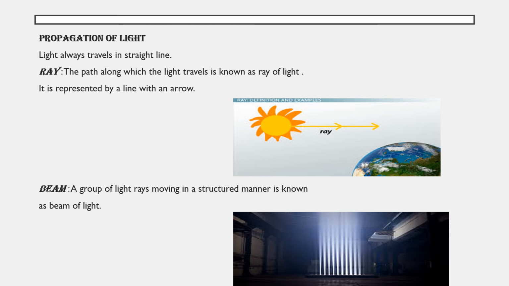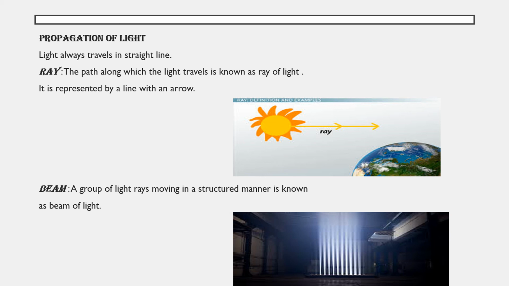Next is the beam. A group of light rays moving in a structured manner is known as beam of light. Here you can see beam of light. The picture is over here. Here different holes are made, and from here you can see the light is passing. This is known as beam of light.